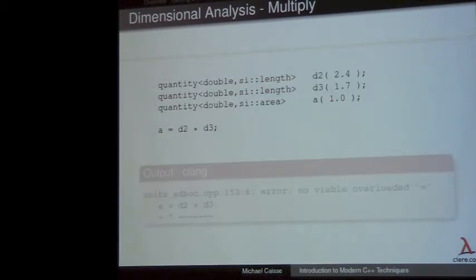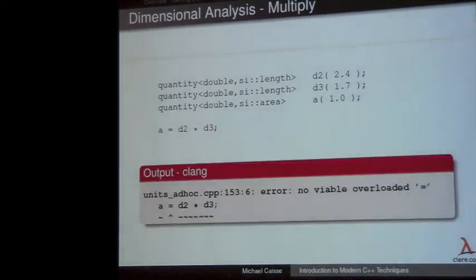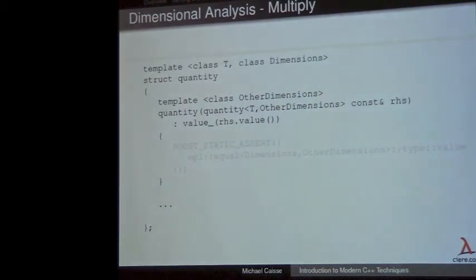Okay, type back up. So now we have length and area. We're taking and multiplying these two distances, length and length. We should get length squared, which is an area. And now it tells us no viable overload. That's really annoying because it should just work. This doesn't work because we made our constructor explicit. Before, we made it explicit so we couldn't assign things that were of different types. And now we have to get rid of it so that we can assign things.